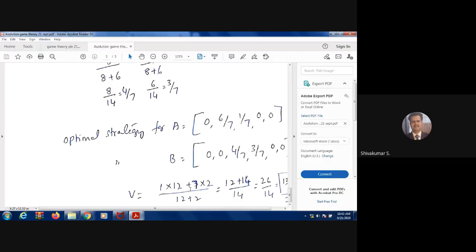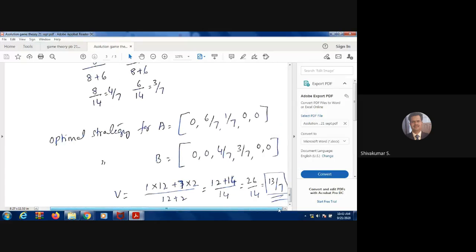I have used only one way here. 1 into 12 plus 7 into 2, divided by 12 plus 2, that is 26 by 14. The answer is 13 by 7. This is the value of game. Sir, please repeat the value of the game. Value of game, very simple.